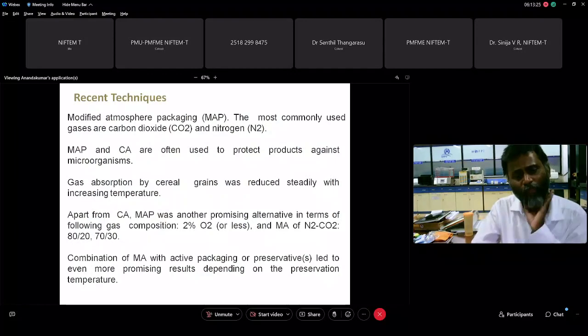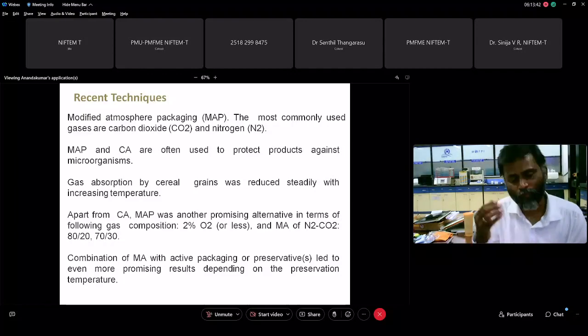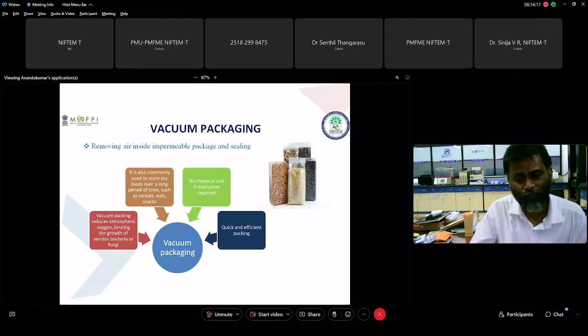Apart from that, nowadays you can see modified atmosphere packaging concepts used particularly in rice and rice-based products. One purpose is to avoid insect infestation. Otherwise, if you have food items fried in oil, we use MAP to avoid rancidity or fat oxidation. There are different combinations; carbon dioxide and nitrogen are the two major gases used in MAP. The main intention is lowering the oxygen level inside the packaging, because that controls insect infestation, rancidity and fat oxidation.